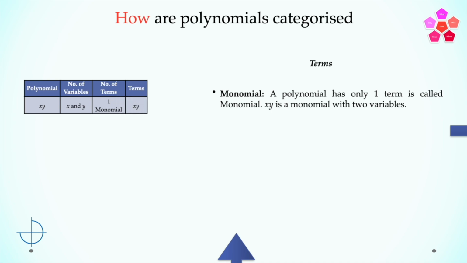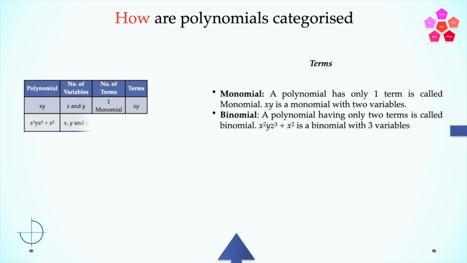xy. The next categorization is binomial. A polynomial having only two terms is called binomial. For example, x²yz³ + x² is a binomial with three variables. The two terms are x² multiplied by y multiplied by z³, and the other term is x².